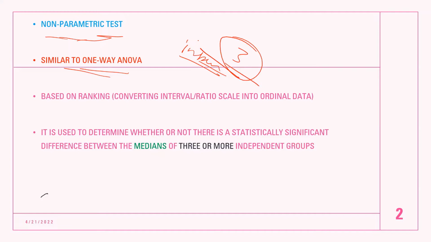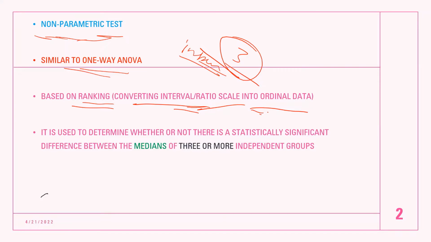Also, it is known as the rank order test because here we are converting the interval or ratio scale into an ordinal scale. We are providing rankings to whatever variables we are having, and based on that ranking we will apply the non-parametric test. So it's basically the conversion of interval or ratio scale into the ordinal scale.